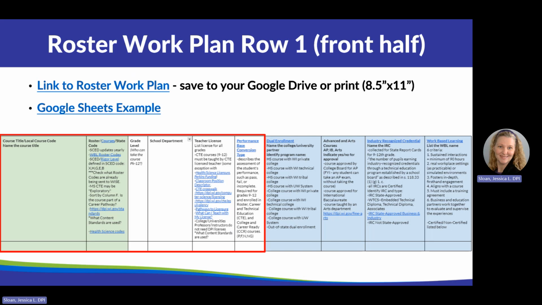So we will start with what is outlined in the red box and identify course title, roster code, grade level, the school department, which often is also called program area, but it means school department. And I put teacher license here because we need to make sure that we have the properly licensed teacher for the content being taught. And then performance-based conversion is a reminder that we are collecting grades on your courses and that we convert your grades basically to pass-fail.